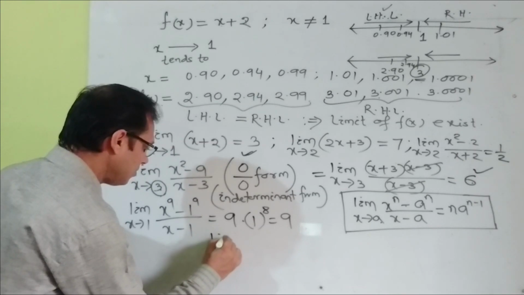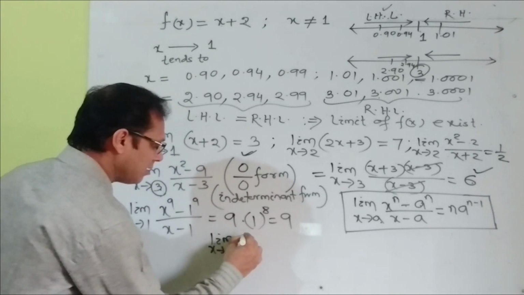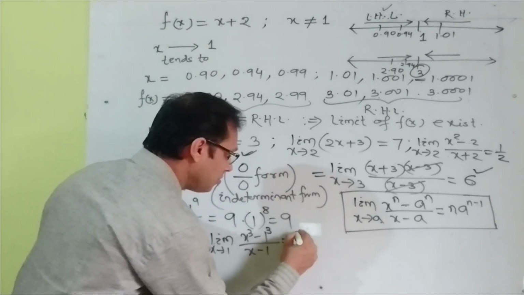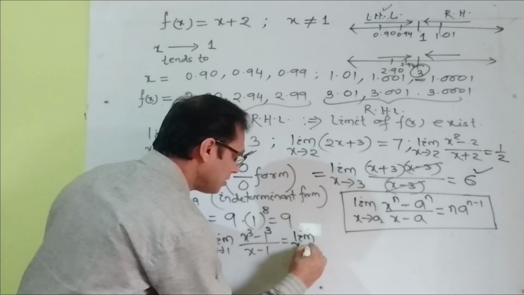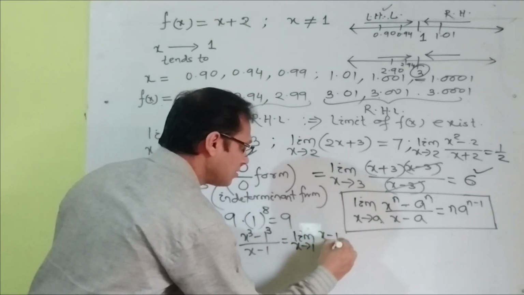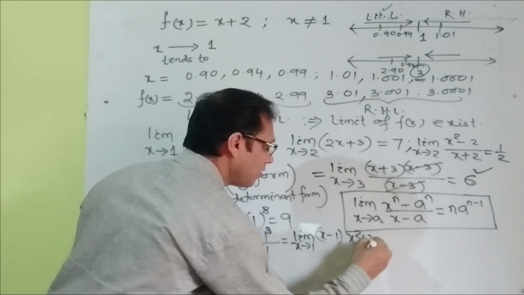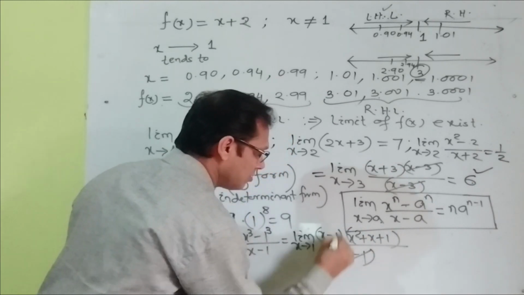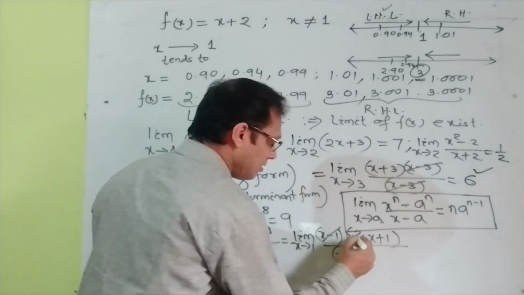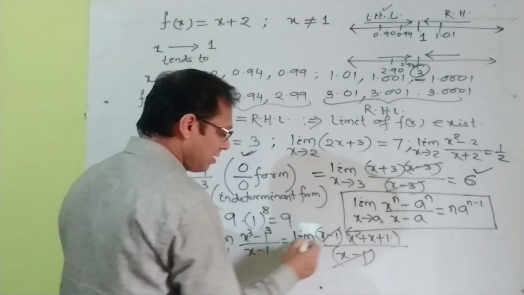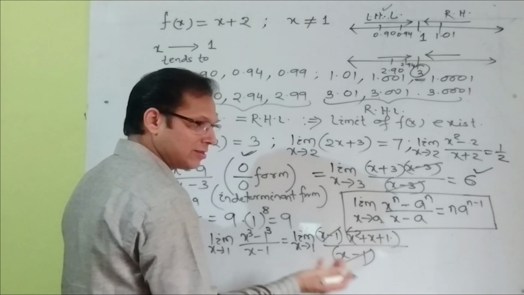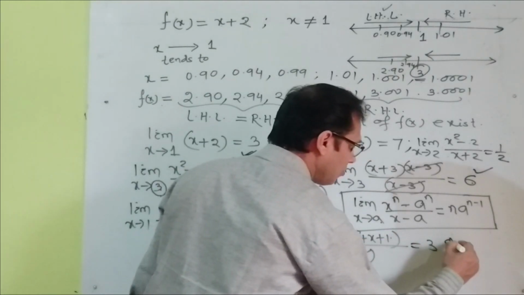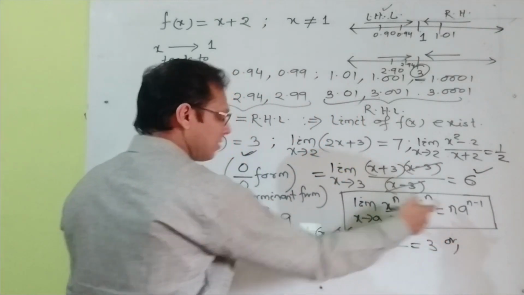Likewise, you can take limit x tends to 1 of (x cube minus 1) by (x minus 1). If you write it as limit x tends to 1 of (x minus 1) whole into (x square plus x plus 1) by (x minus 1), the x minus 1 cancels, then we are left with x square plus x plus 1. If you take x equal to 1, there is no problem. So 1 plus 1 plus 1 is equal to 3.